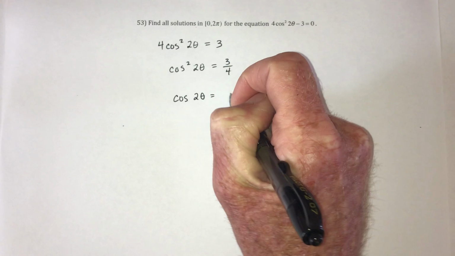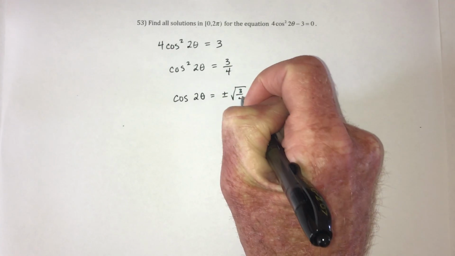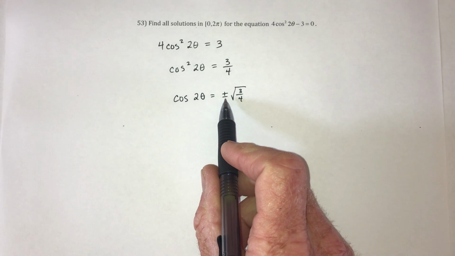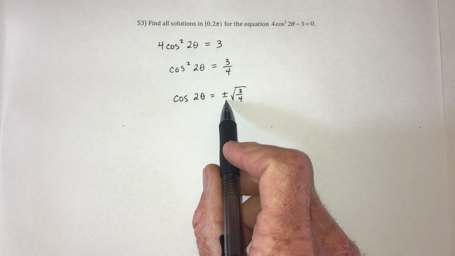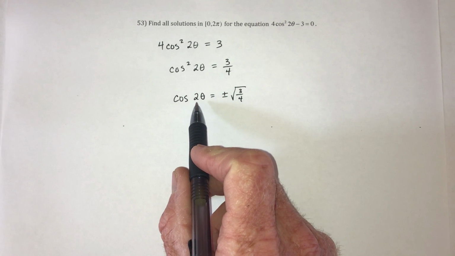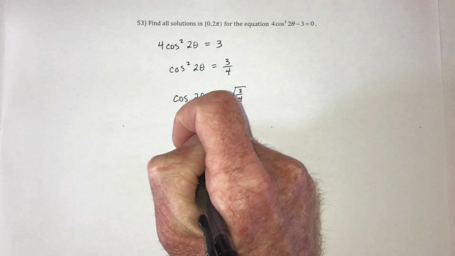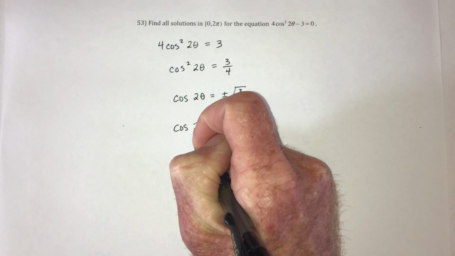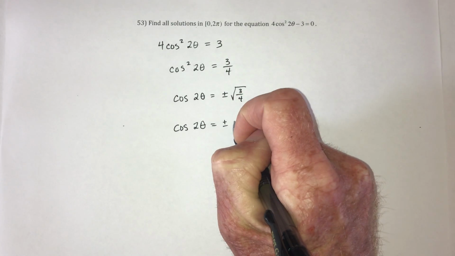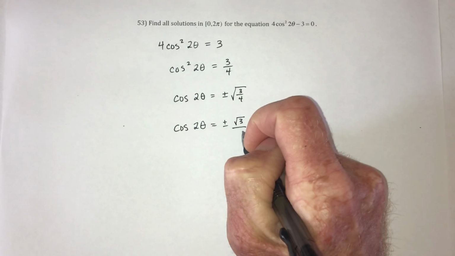And when you do, don't forget to put plus or minus the square root. That's part of the reason why there's so many solutions, because we have to consider the plus and the minus. And when there's a 2 in here, that means you have twice as many solutions as usual. Now this, I'm going to simplify a little bit. Cosine 2 theta equals plus or minus the square root of 3, that can't be reduced, but the square root of 4 is 2.